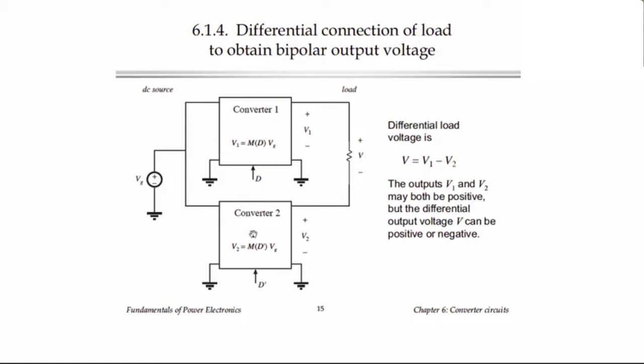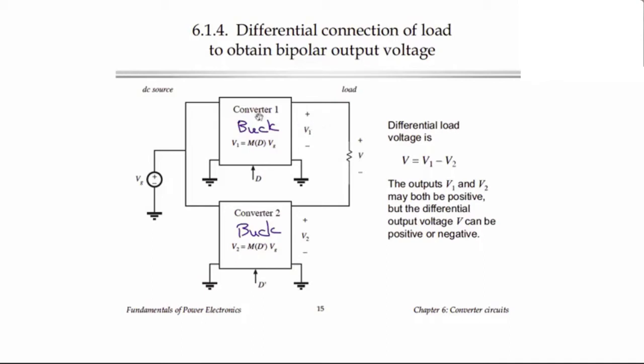It's called the differential connection of the load. If we have two DC-DC converters, what we can do is connect the load differentially between their outputs. For example, suppose these converters are buck converters. The first buck produces an output voltage that is the duty cycle times Vg, and it's a DC voltage. The second buck produces an output voltage that is its duty cycle times the input voltage, which is also DC. But we connect the load differentially between the outputs so that the voltage across the load is voltage 1 minus voltage 2.